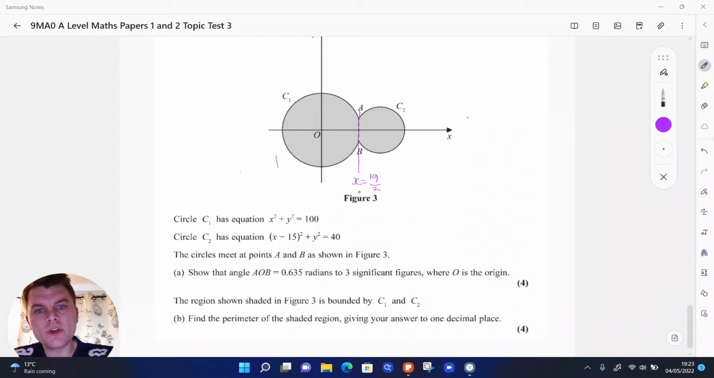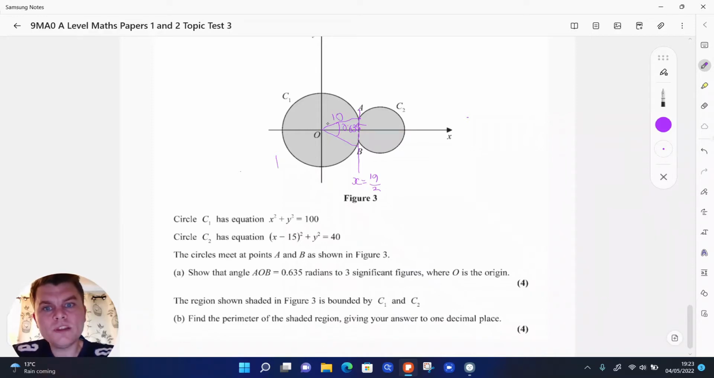Another thing worth adding is we worked out the equation of the line that goes through AB is x equals 19 over 2. Right, so we know AOB is 0.635 radians. To work out the length of an arc when you have an angle in radians, you simply have to do the radius times theta. The radius for this one is 10.